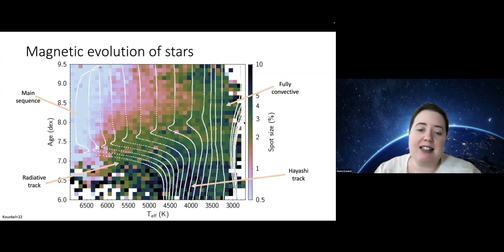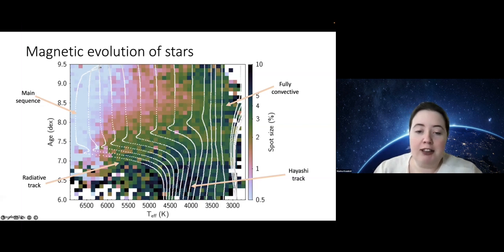And here is a diagram showing temperature versus age of a star, color-coded by what fraction of their photosphere is covered by spots as an average in each two-dimensional bin. As you can see, at the youngest end, when you still are fully convective, when you're still moving along the Hayashi track, you have very large spot coverage, and the stars that remain fully convective tend to stay pretty strongly magnetically active throughout their lives.